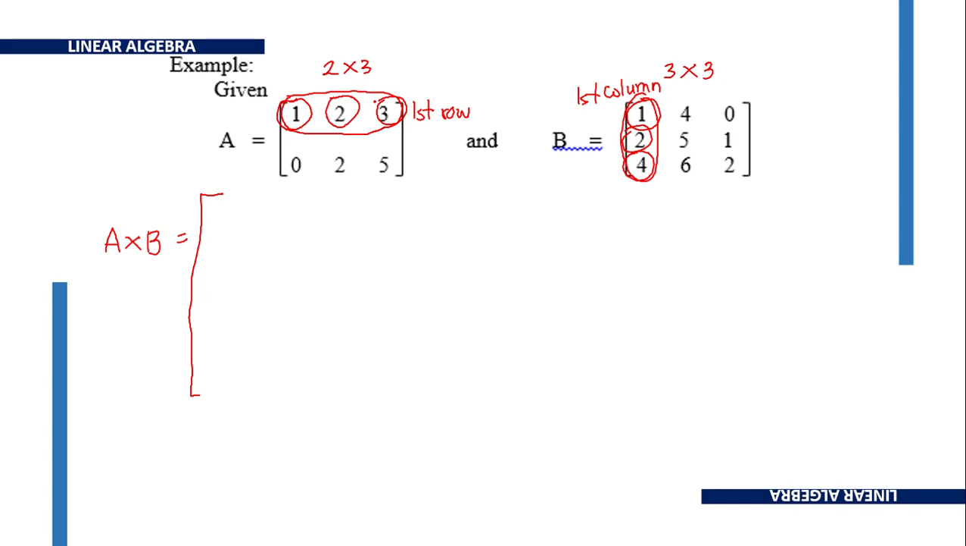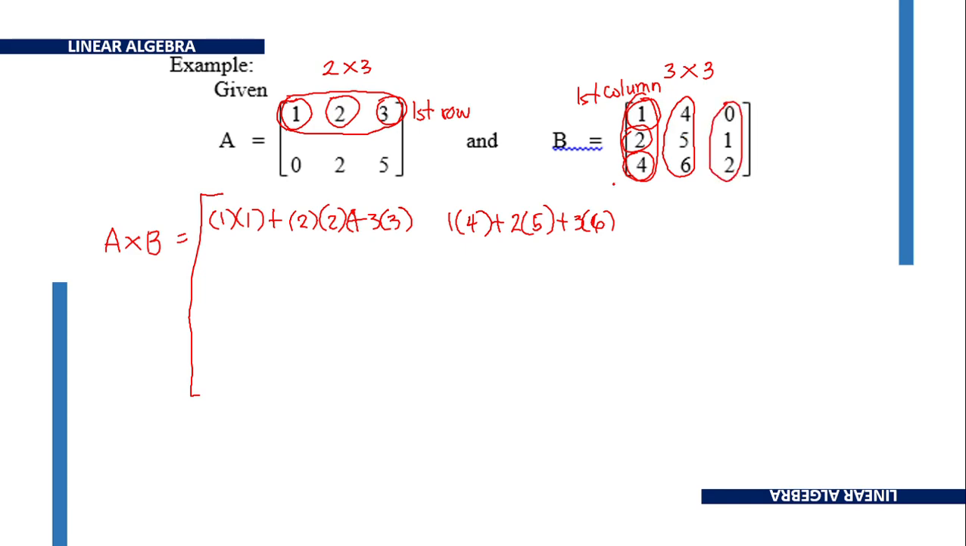So, lahat ng product nila is pag-add lang natin. So, ganito yung mangyayari. So, we have 1 times 1 plus 2 times 2. Then, we have plus 3 times 3. Okay? Then, after that, again, ito, first row pa din, doon naman siya sa second column natin i-multiply. Okay? So, we have 1 times 4 plus 2 times 5. Then, we have plus 3 times 6. Then, lastly, we have first row and yung third column naman. Okay? So, we have 1 times 0 plus 2 times 1 plus 3 times 2.